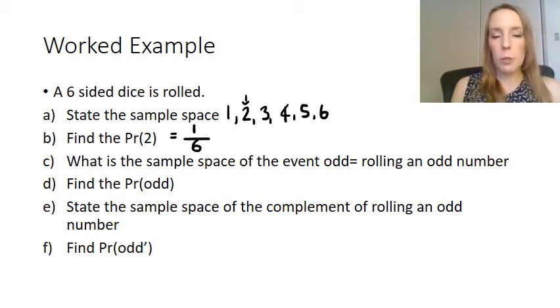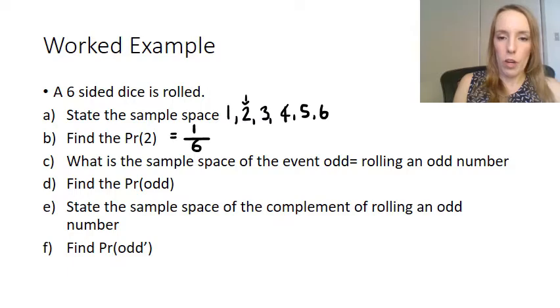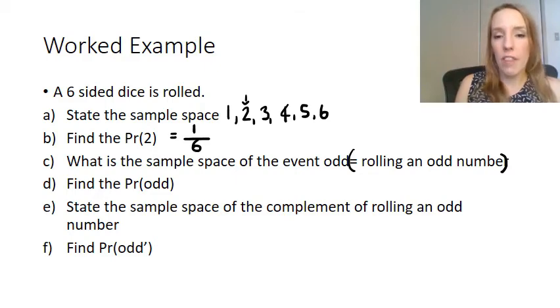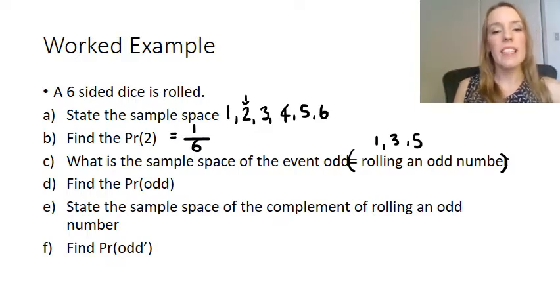So what is the sample space of the event odd? So what is the sample space of rolling an odd number? In your question, you won't have this part here that I'm putting in brackets. I've just written that there to show you what it means. Well, the sample space would be 1, 3, 5. They're the only odd numbers, so that would be our sample space.